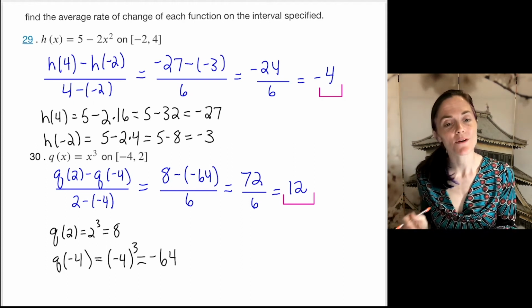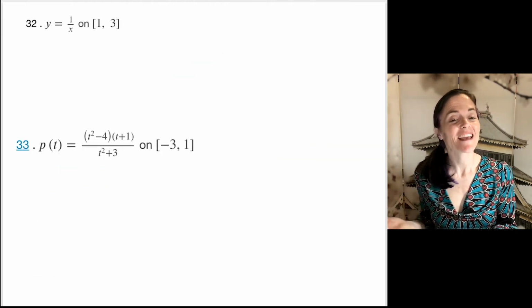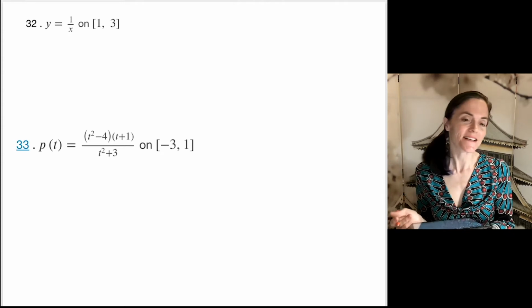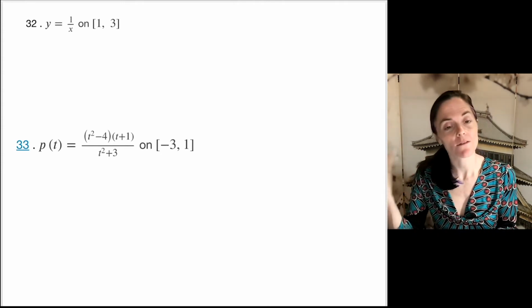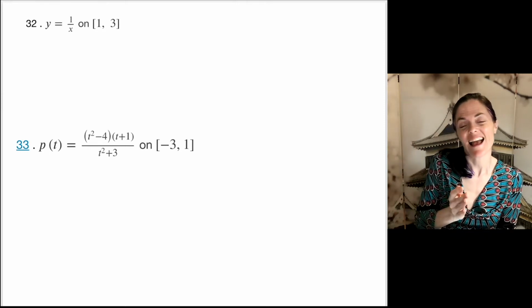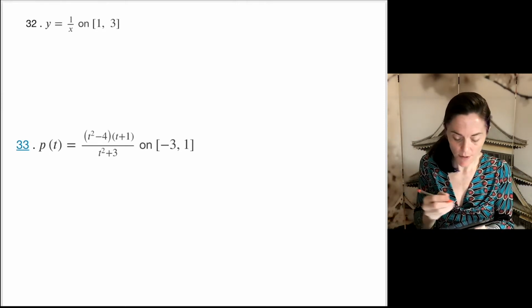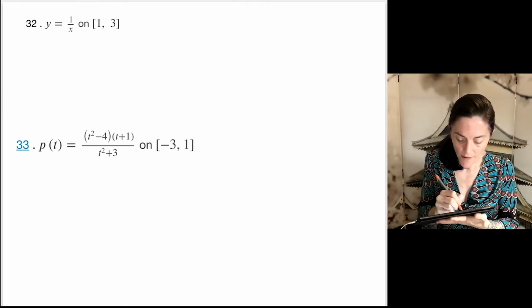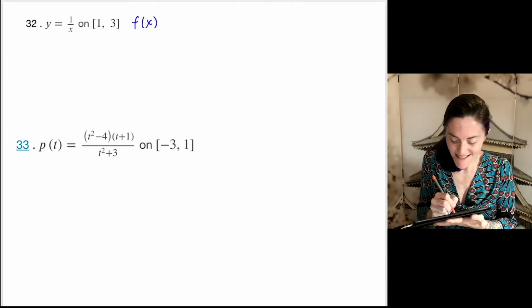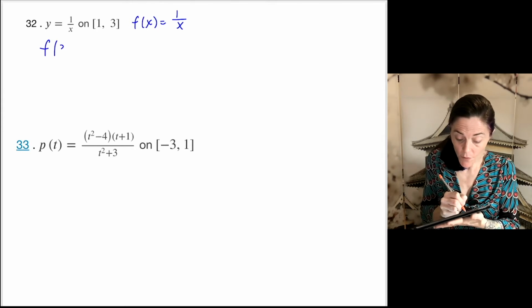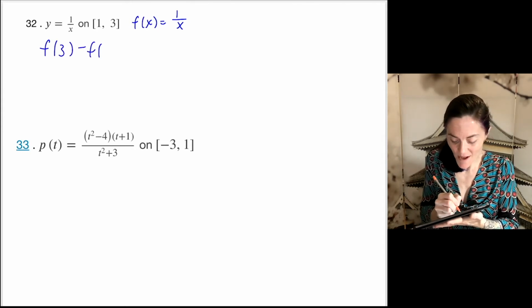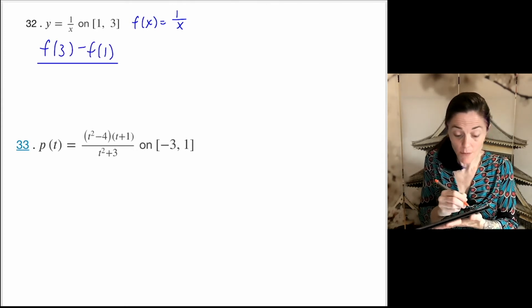This was number 30. Now, we have a few more here with average rates of change. 32, we want the average rate of change of 1 over x from x equals 1 to x equals 3. If I call this, say, f of x is 1 over x, then we would want f of 3 minus f of 1 and divided by 3 minus 1.